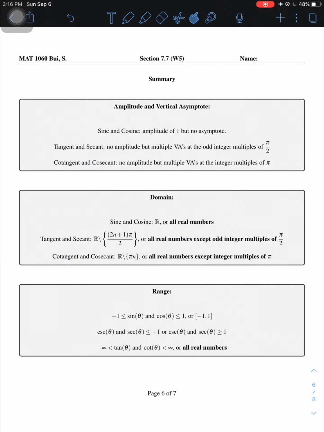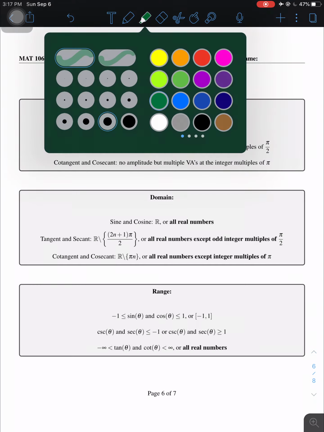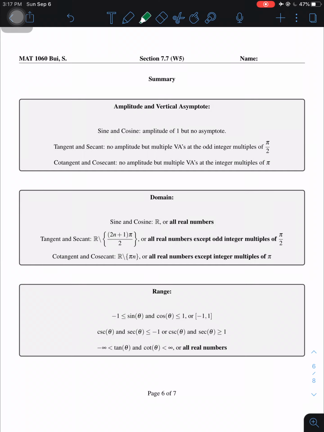Okay, here's a summary, okay? There's no work in here, there's nothing you have to turn in for this page, but I just want to put them together: amplitude, vertical asymptotes, domain, and range for each of the 6 functions. This one is a summary. I highly recommend you print this page out, because it's really necessary for the multiple choice questions you have in the test or in the quizzes, okay? And in here, I think I have them correct for the range. Okay, so here, let me put it in green again. For cosecant and secant, you can have anything less than -1 and greater than 1, okay? But you cannot have anything in between, okay?